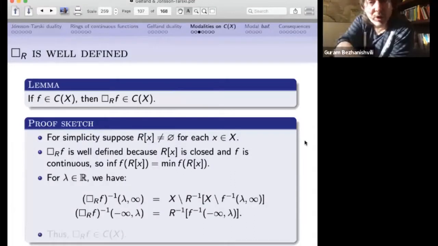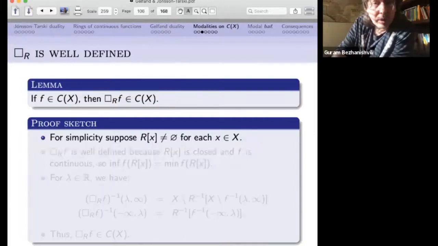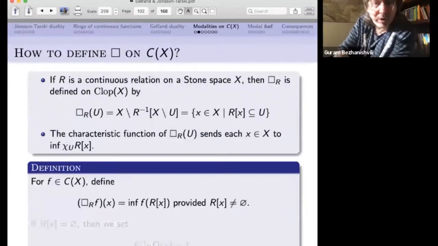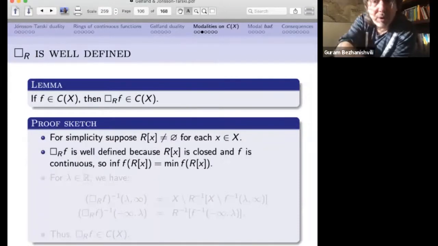And then continuity follows from the observation that box R inverse of lambda infinity can be calculated as the complement of R inverse of the complement. And observe that I'm using all of this. Look at these three properties of R. Where are they? These three properties: R image is closed, R inverse of closed is closed, and R inverse of open is open. I'm using all three here in this little proof, because I'm using that the R image of x is closed to say that the infimum is attained.